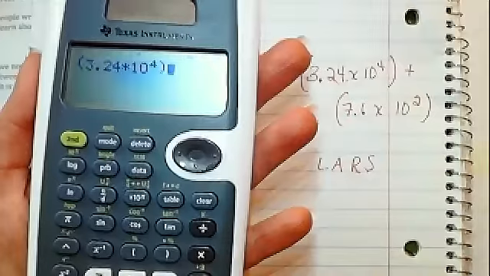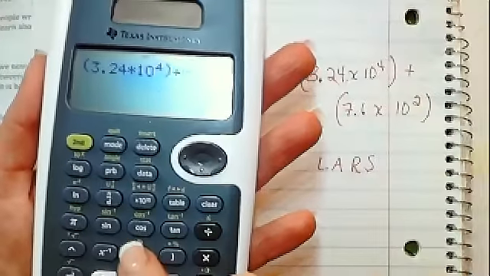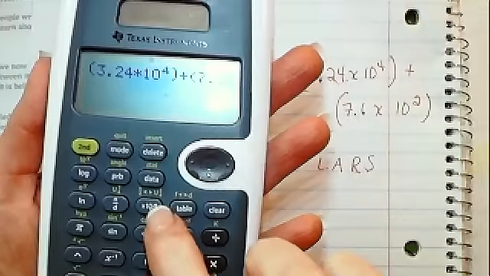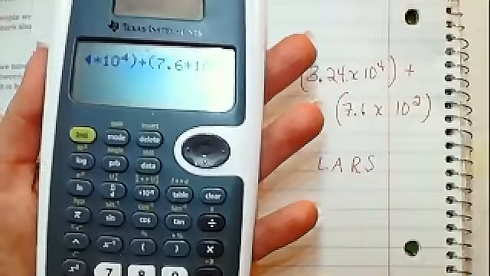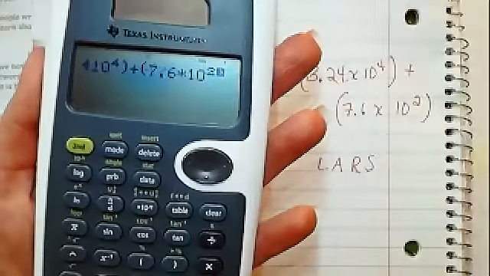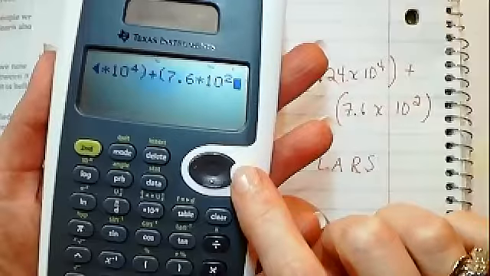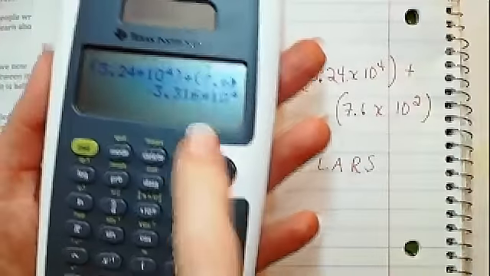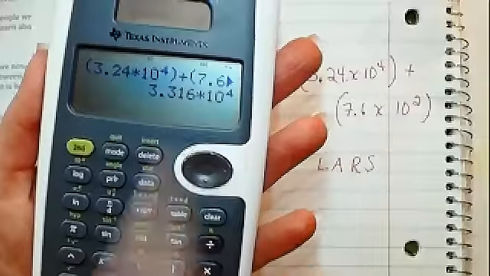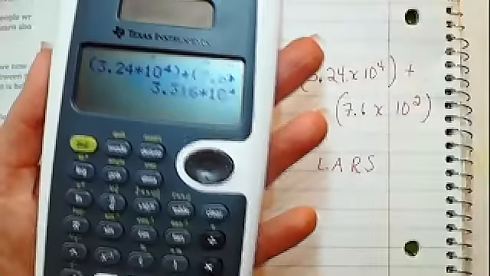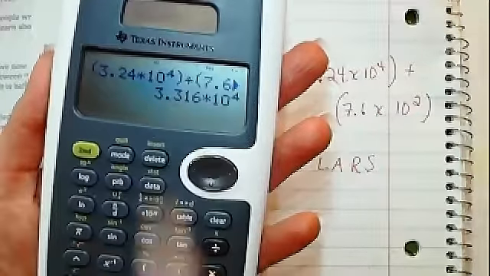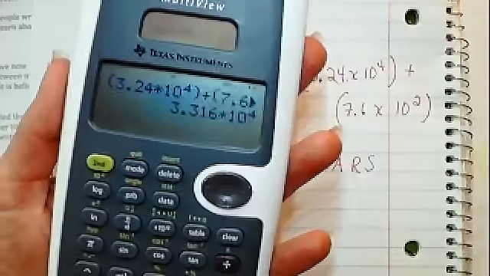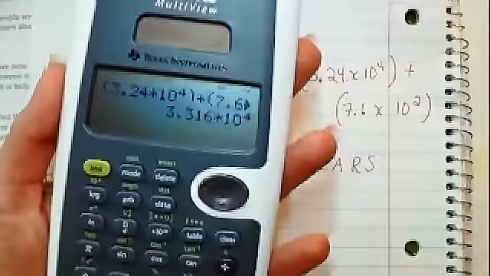Now I'm going to say plus, parentheses 7.6 times 10 to the n, times 10 to the, and what is my exponent this time? It's a 2. I'm going to right arrow, use my end parentheses, and my answer is, now it gave me my answer in scientific notation. So my answer is 3.316 times 10 to the 4th, and that is already written in scientific notation.